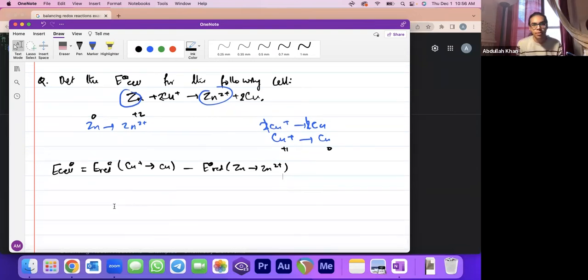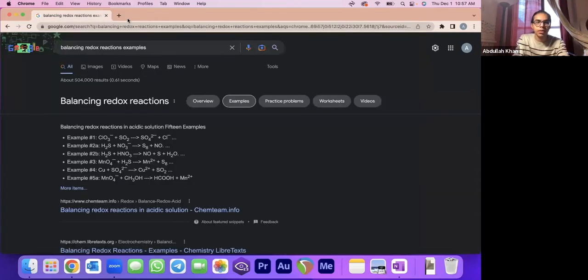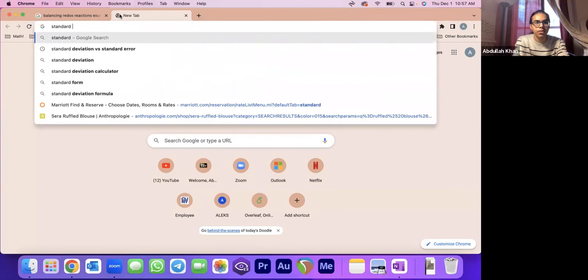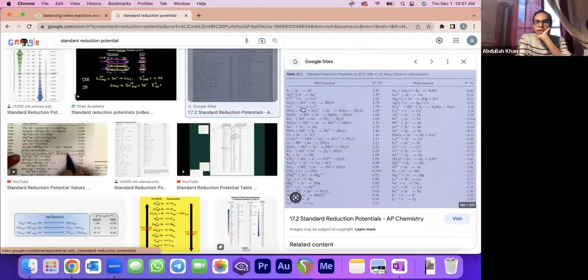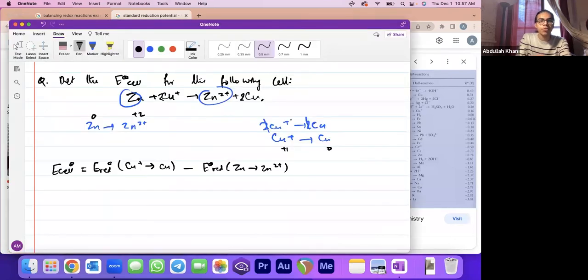These values you just copy from a table. There's a standard reduction potentials table with one caveat. Let me first pull it up to give you a taste. The standard reduction potential table looks like this. You have all sorts of reactions and their corresponding values. But if you look at the half reactions, the standard reduction potential table is always in the reduction format. That's something to keep in mind. It's always in the reduction format.